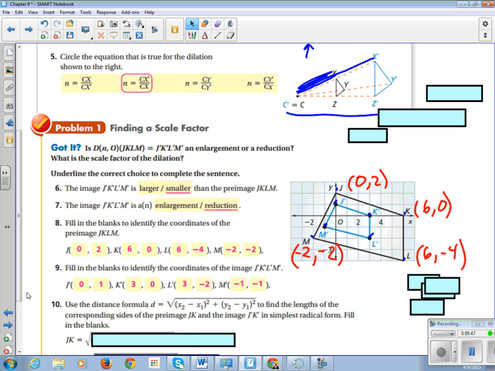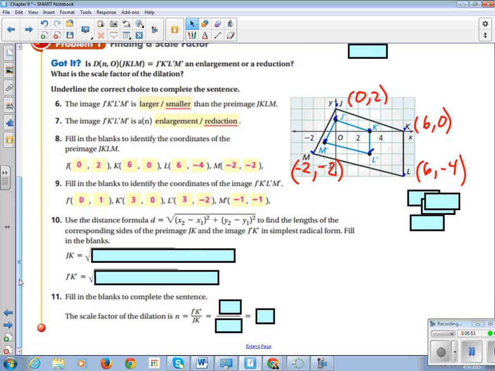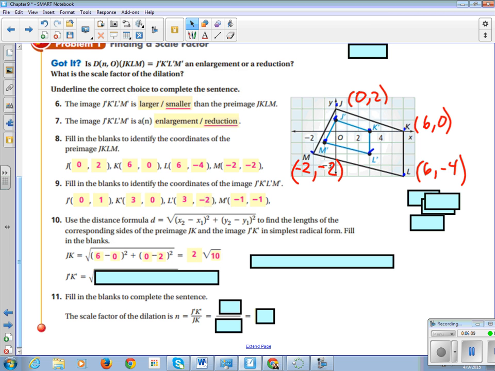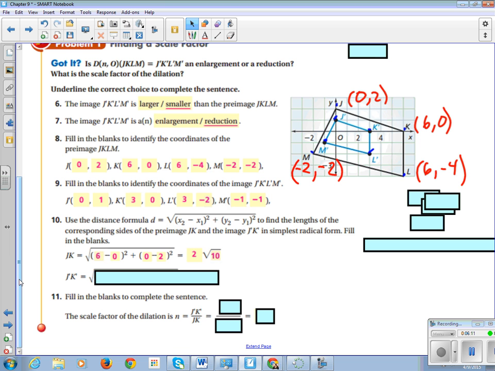2 times 0.5. So that's the end game. So let's ride the pony till we get to the end of the sunset. So we're going to use the distance formula because we learned up here that the scale factor is the distance of the image divided by the distance of the pre-image. So we're going to find the distance of JK. And we do that using distance formula.